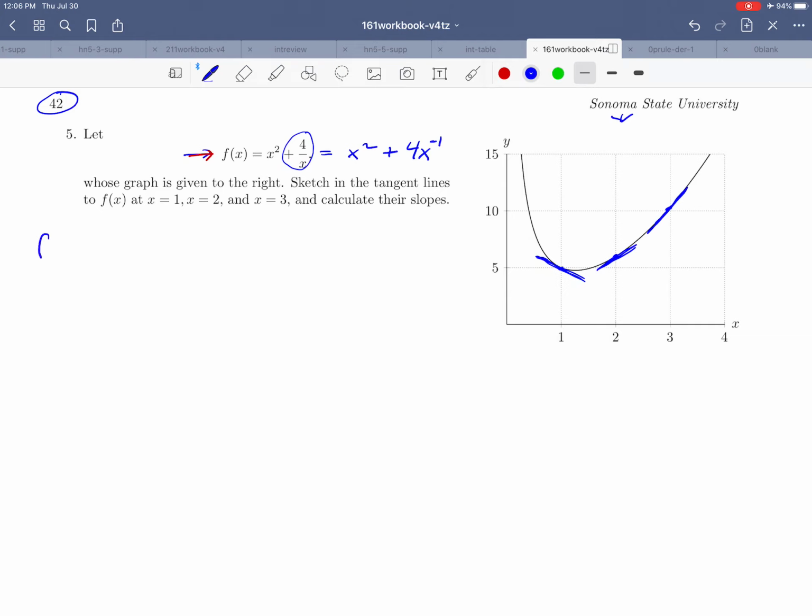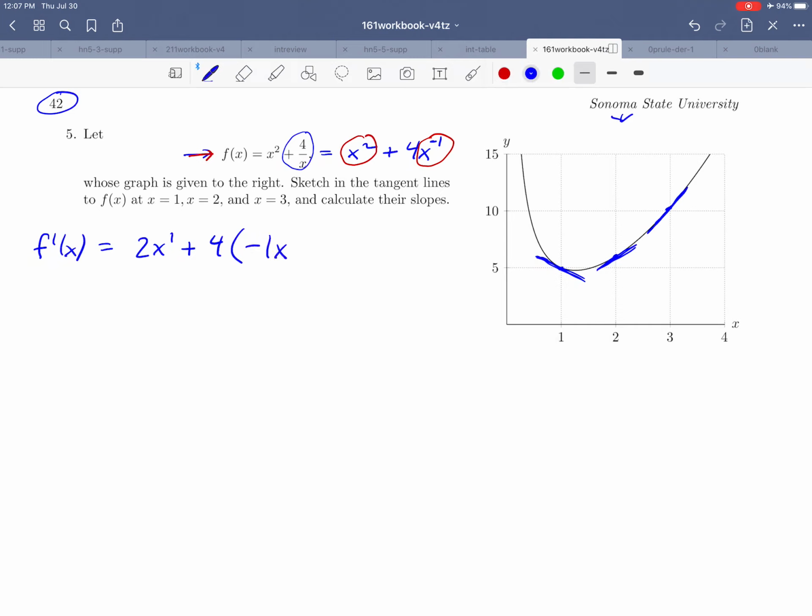Okay, so to take the derivative, we just need to use the power rule a couple of times. So starting with the x squared term, if you take its derivative, you're going to get 2x to the first. So bring the power down, decrease the exponent by 1. Okay, and then 4 as a constant, we'll pull it to the side. And we're ready to take the derivative of x to the negative 1. That's also a power rule. So we'll bring the negative 1 down and decrease the power by 1.